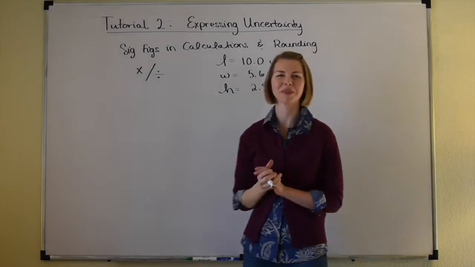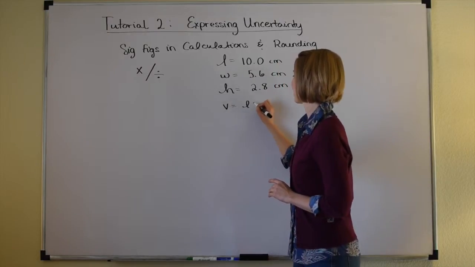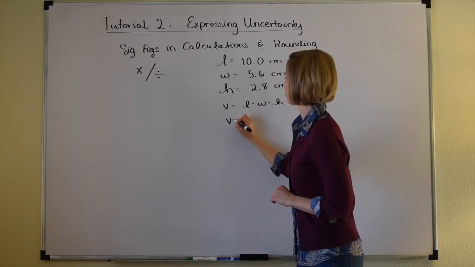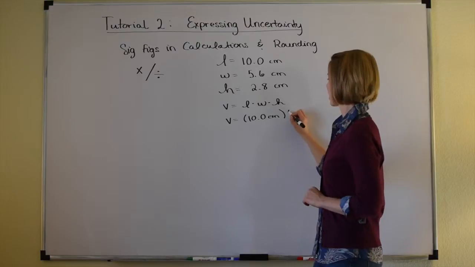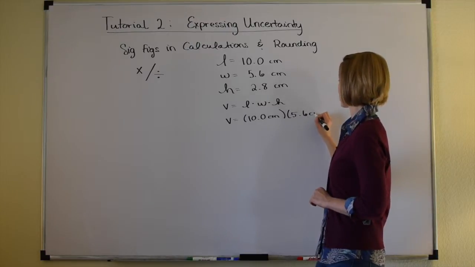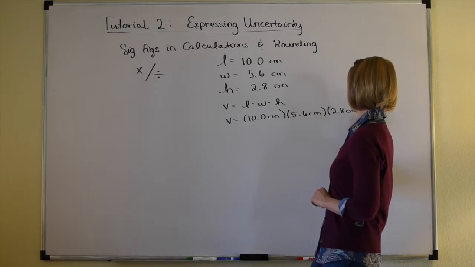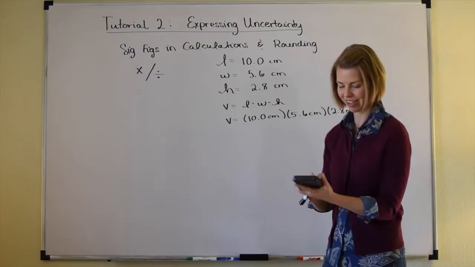Okay, just making up some numbers there. All right, so we're going to use the formula length times width times height and plug in these numbers. So 10.0 centimeters times 5.6 centimeters times 2.8 centimeters. And I'm going to go ahead and use my calculator for this.